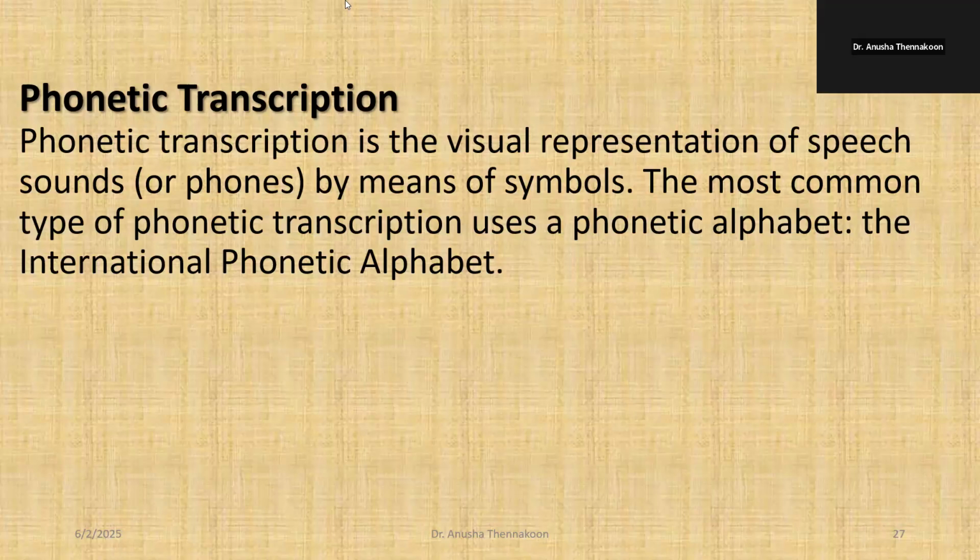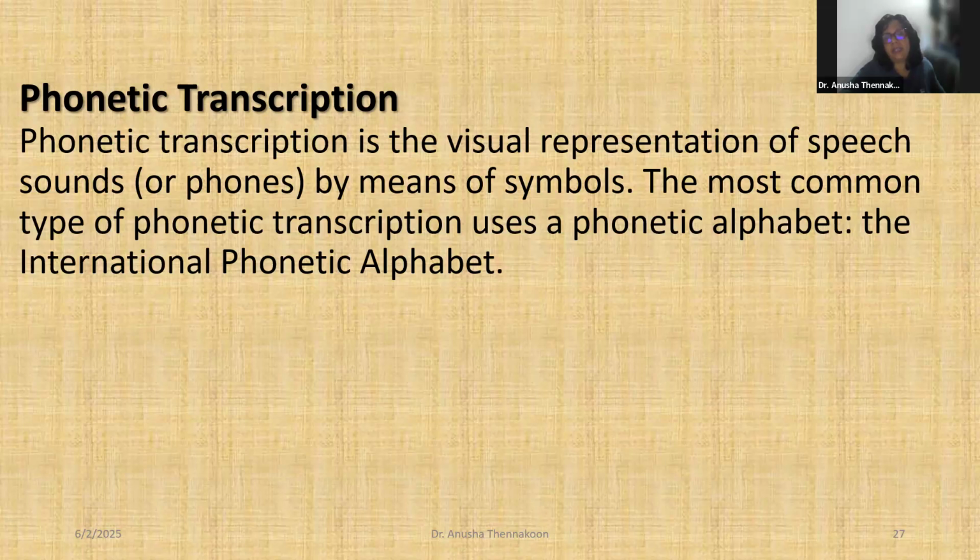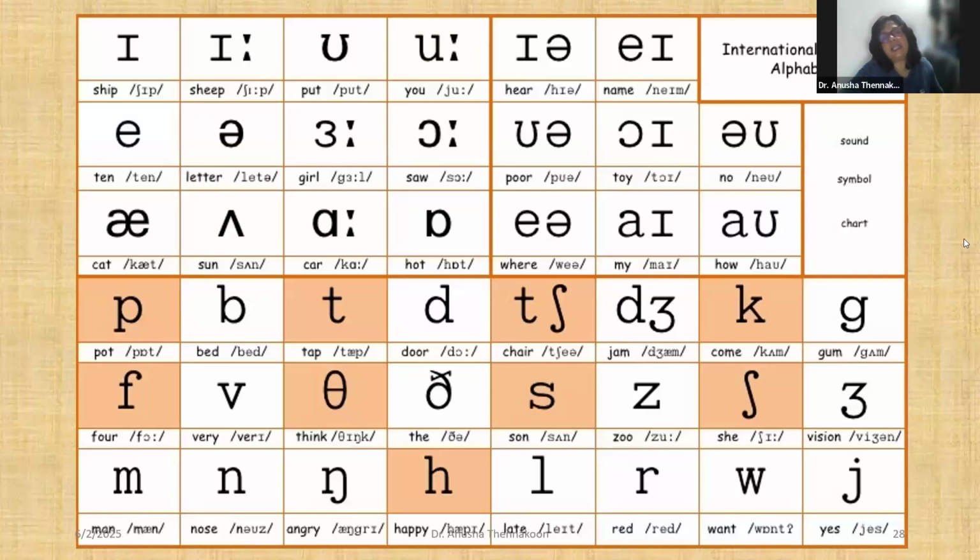We'll see phonetic transcription. Phonetic transcription is the visual representation of speech sounds, or phones, by means of symbols. So it is how the sounds are actually written. It's like a phonetic alphabet, some people say. The most common type of phonetic transcription uses a phonetic alphabet, the International Phonetic Alphabet. You might have studied it. This is that.